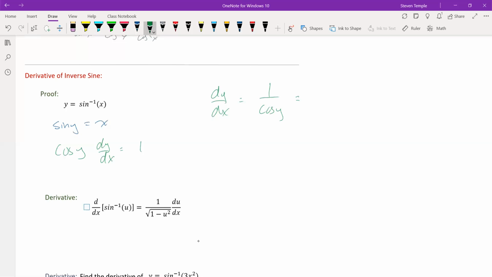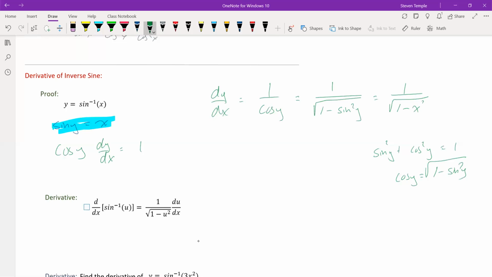Now, I do not want my derivative with respect to x to have a y in it, so I have to go back and substitute. Well, what is cosine y? You know what I could do is use the Pythagorean identity: sine squared y plus cosine squared y equals 1. If I solve for cosine y, I subtract sine squared y and then take the square root. So let me replace it: 1 over the square root of 1 minus sine squared y. Well, what is sine y? Sine y equals x. Therefore, it's 1 over the square root of 1 minus x squared. So that is the derivative of inverse sine.